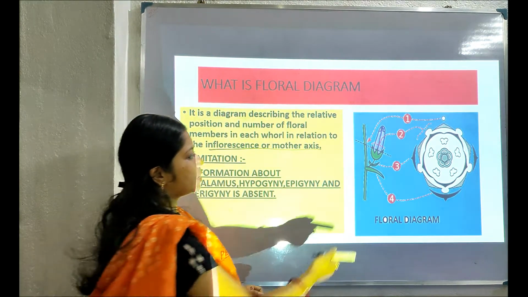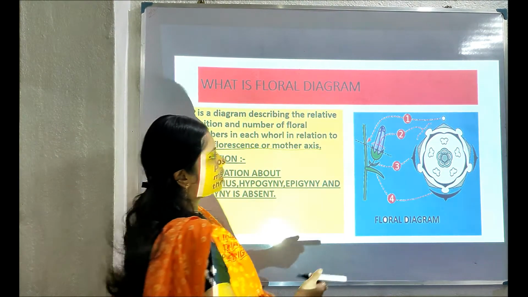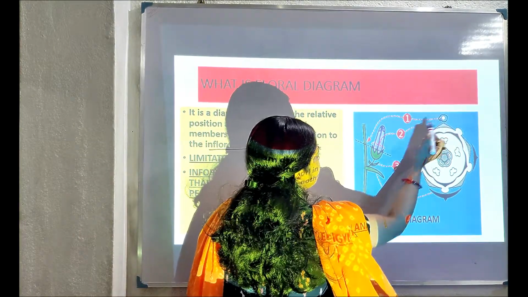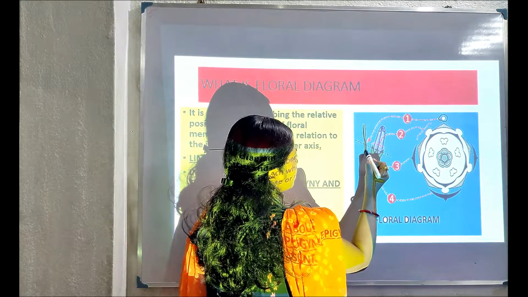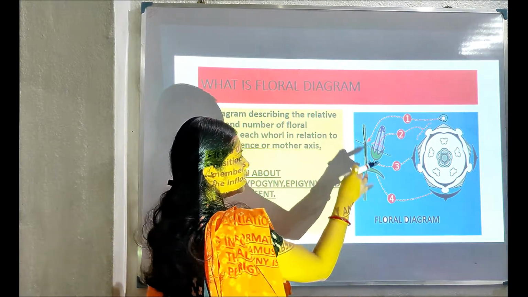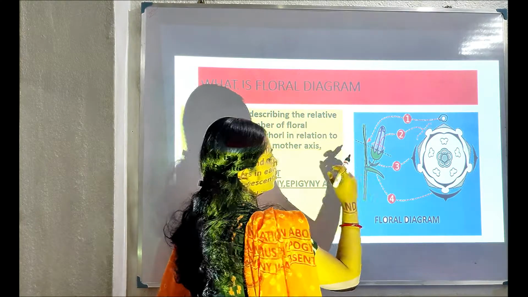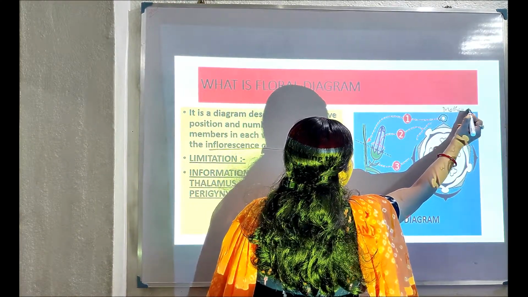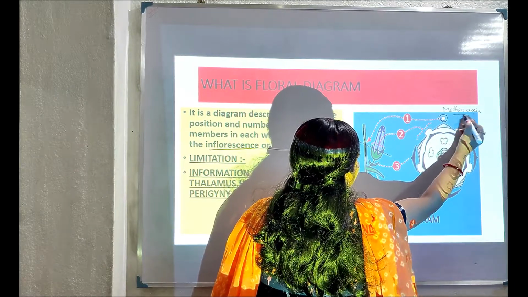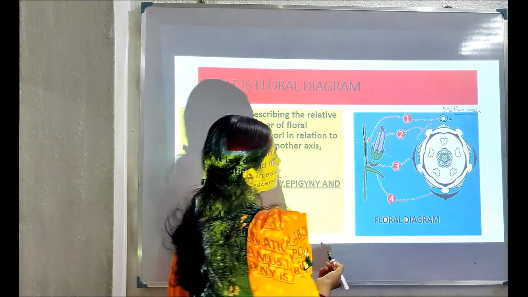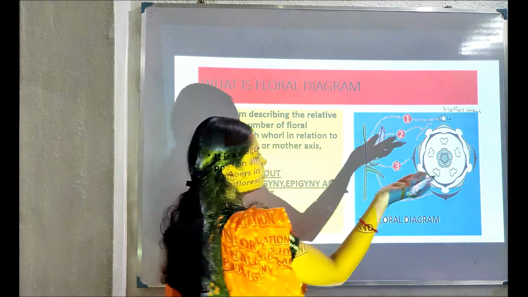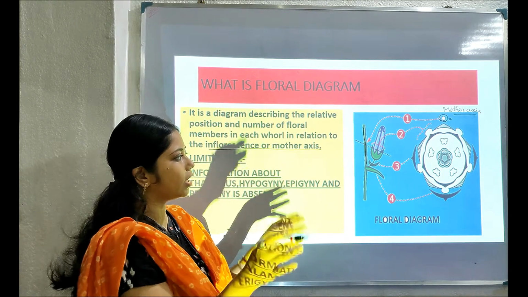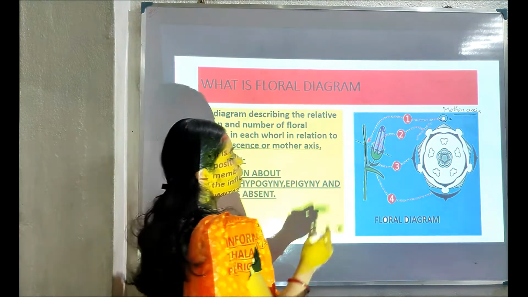So here you are getting a floral diagram where we can see that this sign describes the mother axis or the inflorescence axis. Mother axis means the stem or the inflorescence where the flower develops. That is called the mother axis. Whenever we draw the floral diagram, we should use this symbol. Next, we cut the flower in a bud condition transversely, and we get the arrangement of different whorls.